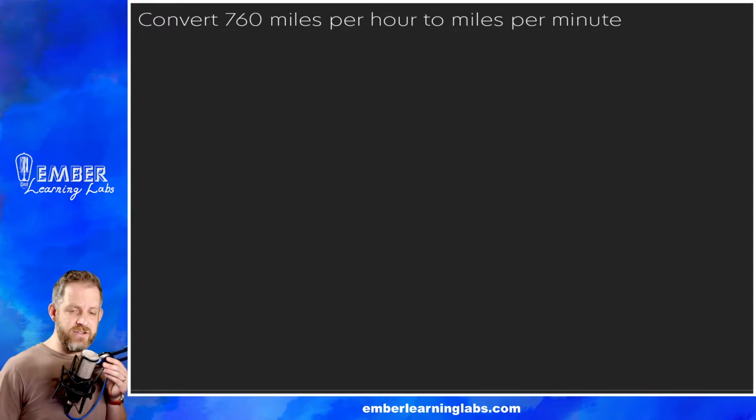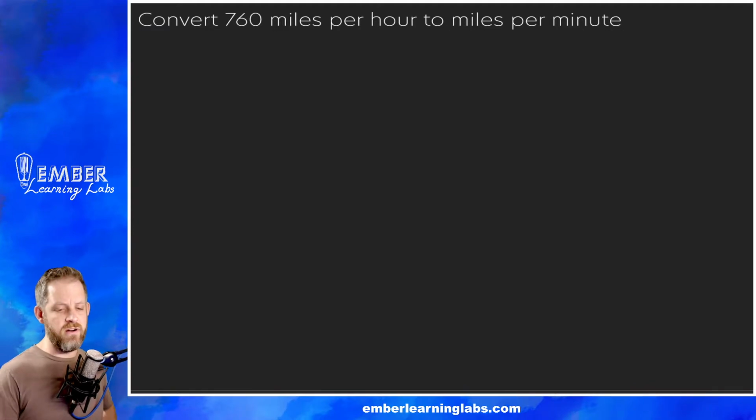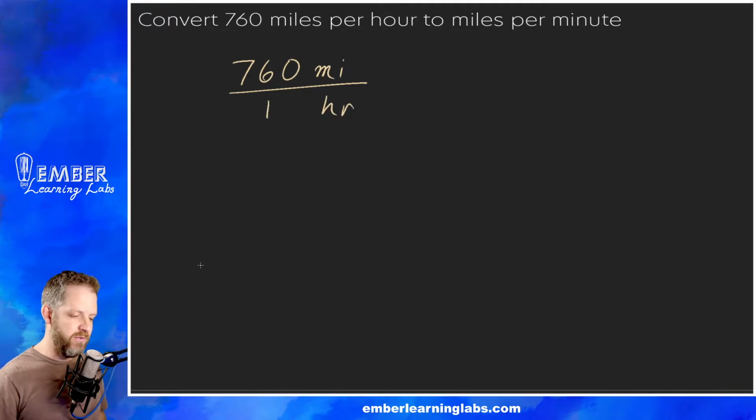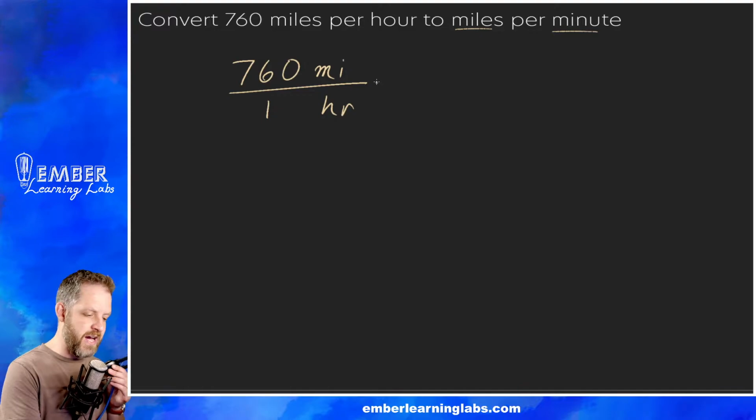The way I teach unit conversions is the same at every grade level. The first step is to write the given with units. So we're going to write 760 miles per hour. Then we put it over 1. Now, we want to be in miles per minute, so we've got half of it. We've got miles, and we want the hours to go away. If we're not where we want to be, then we put a times fraction bar.